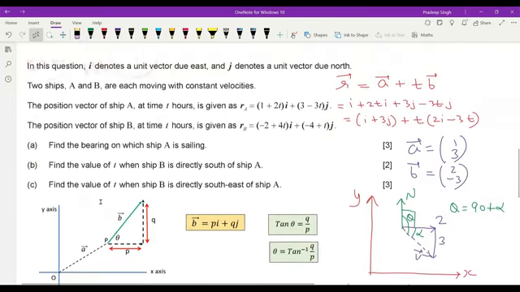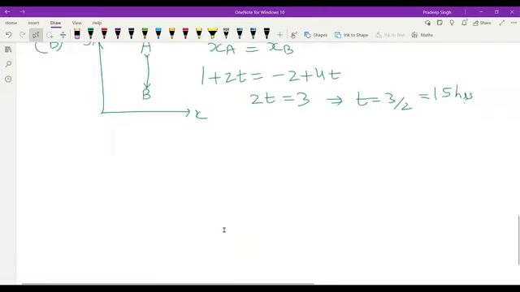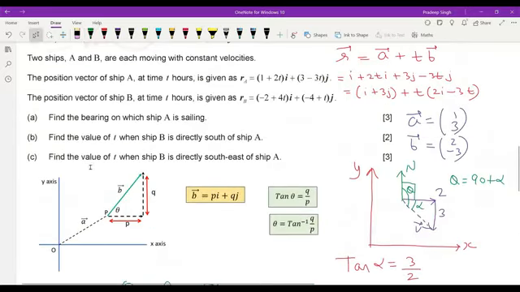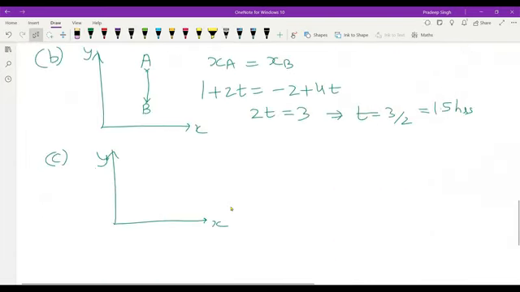In part C, we have to find the value of time when ship B is directly southeast of ship A. So let us try to draw a similar figure for part C. Step 1 is to draw the coordinate system x and y. According to the question, we have to find the time when ship B is directly southeast of ship A. Like in the previous question, let's say A is over here, and B is directly southeast. So that means B should be in this particular position.